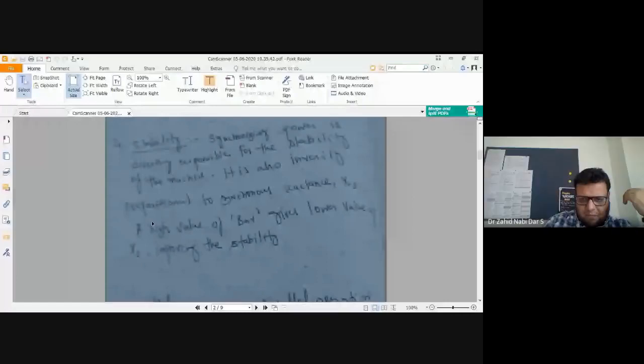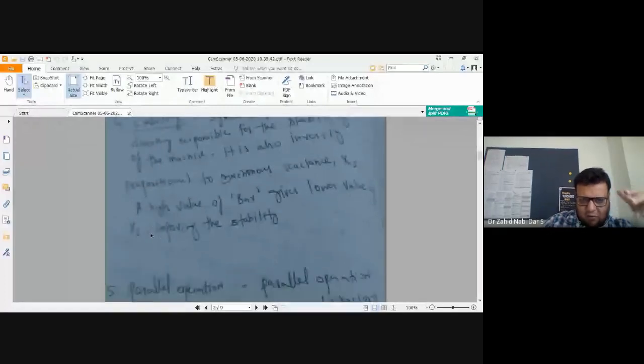So a high value of BAV gives a low value of Xs, so improving stability. For stability, your power is represented by EV upon Xs into sine delta. Xs is inversely proportional, so a high value of BAV will give you a lower value of reactance, and that improves your stability.